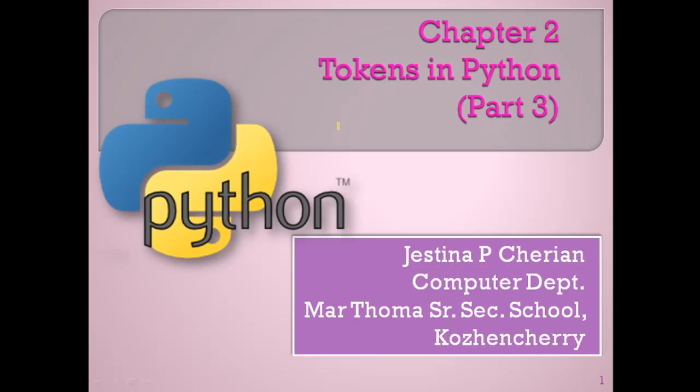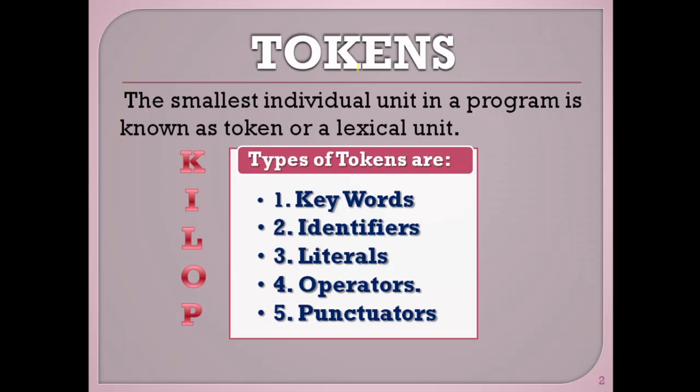Hello students, today we are going to discuss the tokens in Python. Different tokens available in Python. What do you mean by a token? The smallest individual unit in a program is known as a token or lexical unit. Just as words in a language, the token is the smallest individual unit in a program.